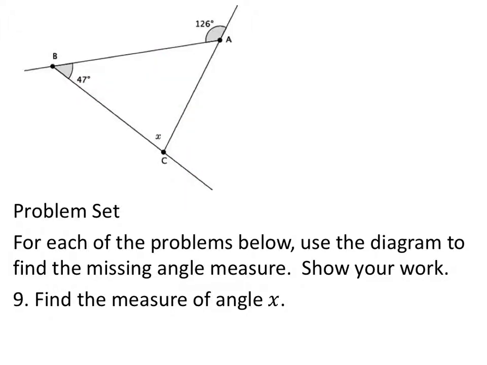Alright, we want to find angle X on this one right here. There's a couple ways we could do this. You could use the remote interior angles, but if you wanted to, you could also just figure out what this angle is. 180 minus 26 will give us this blue angle right here at 54 degrees.